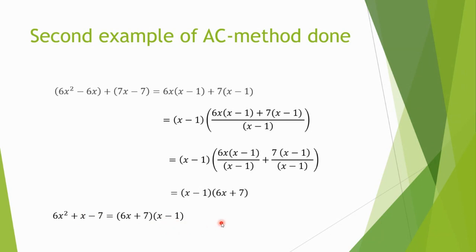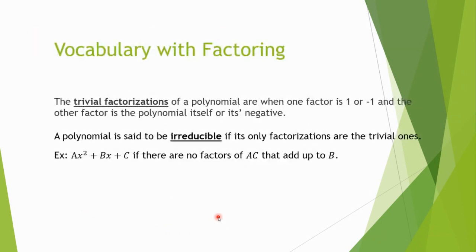Okay. All right. So let me just finish up. Here, I just want to present some vocabulary. Whenever you factor an integer, there's always at least one way to do it: 1 and the integer itself. Well, with polynomials, you could do the same thing. You can always write a polynomial as 1 times the polynomial itself, or negative 1 times negative the polynomial itself. Those are what we call the trivial factorizations. For any polynomial, you can factor it that way.